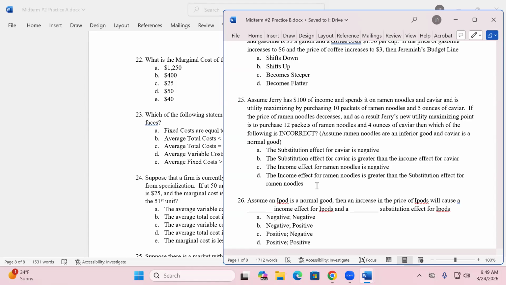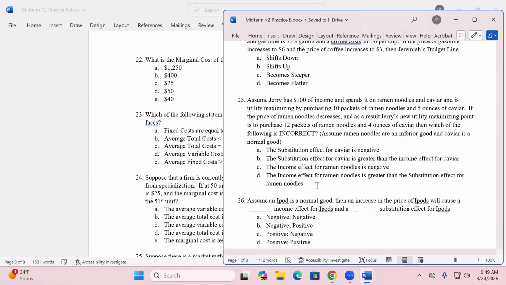And I was told the total effect here was that they went from buying 10 packets of ramen to 12. So I know the quantity of ramen went up. And, oh no, sorry, this wasn't steak. This was caviar. And we went from 5 to 4. So I know that this quantity was going down. So I told you the total effects here. I'll show you an example where you could figure out what those are.